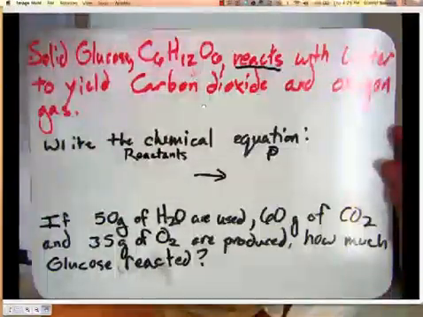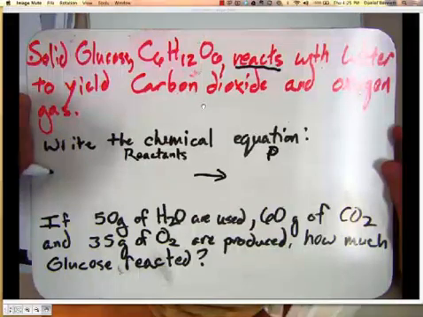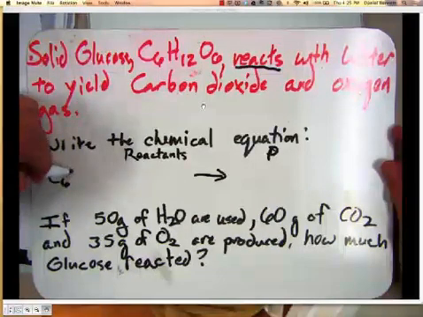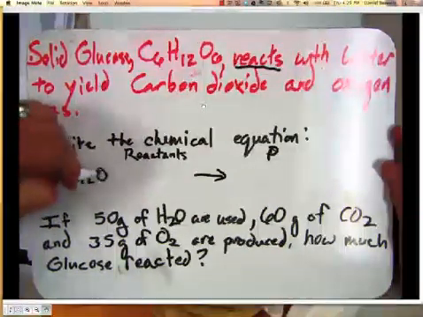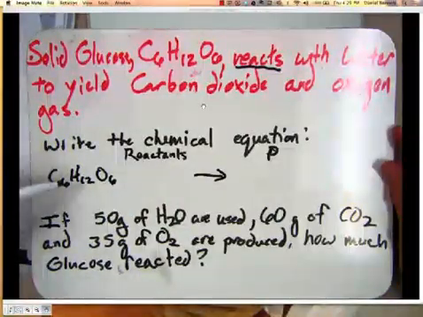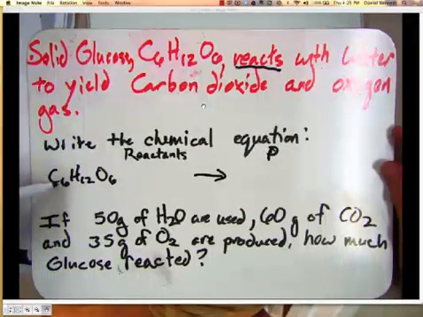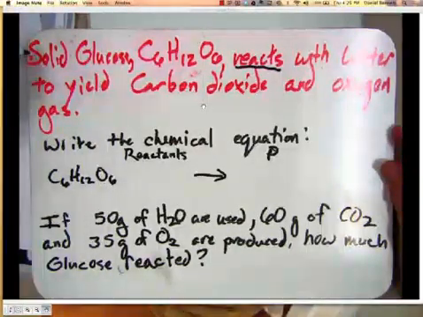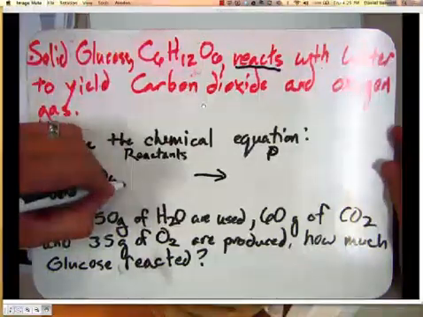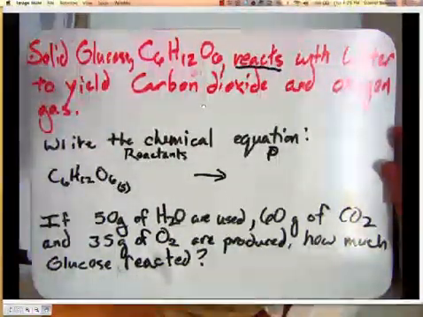So my first substance is solid glucose. That would be the formula. We don't write the word, we write the formula: C6H12O6. The other thing we need to tell is what state of matter this is in, what phase. In this case, we have glucose, and they told us it's solid. So down here, we put a little S in parentheses. That tells us it's a solid.